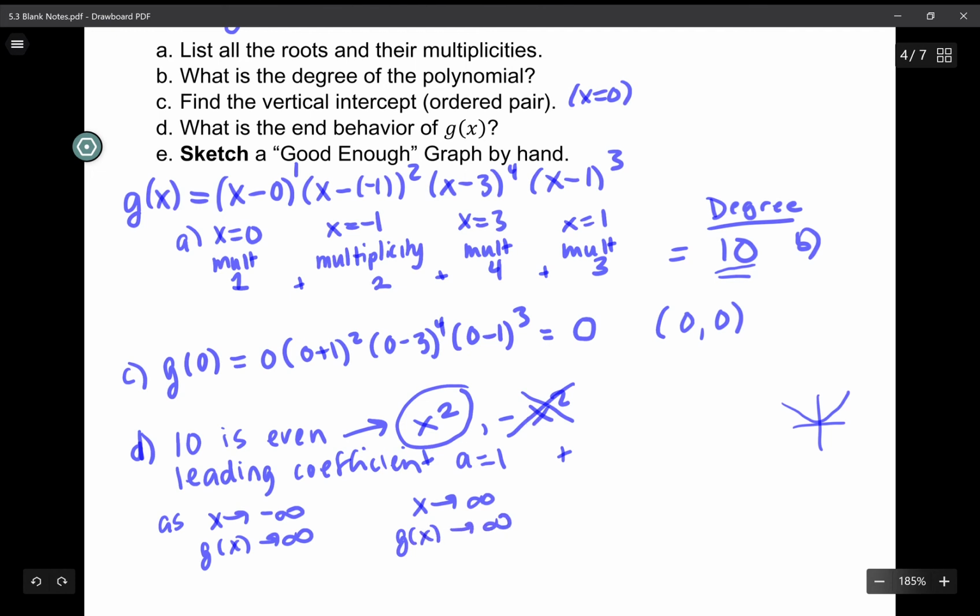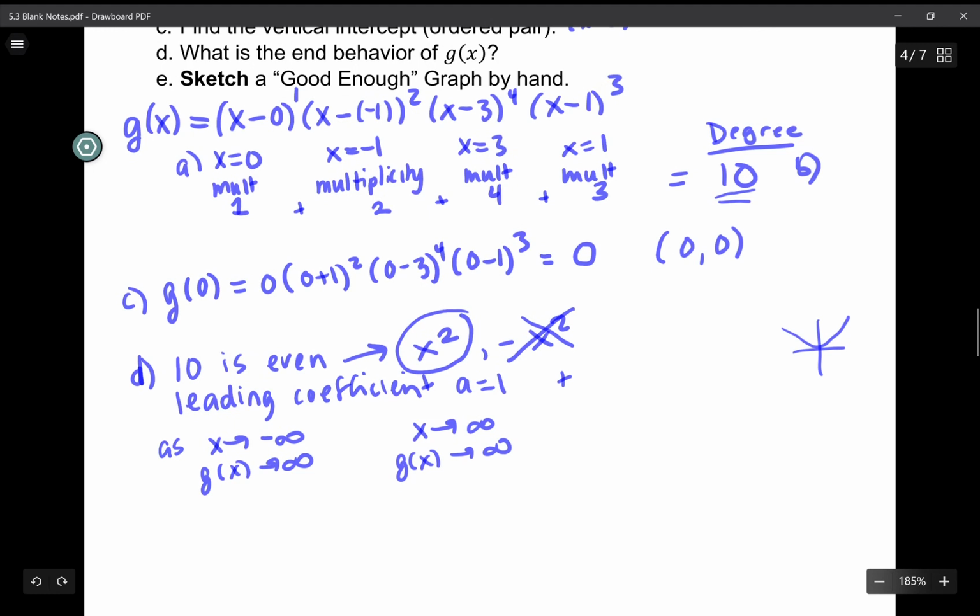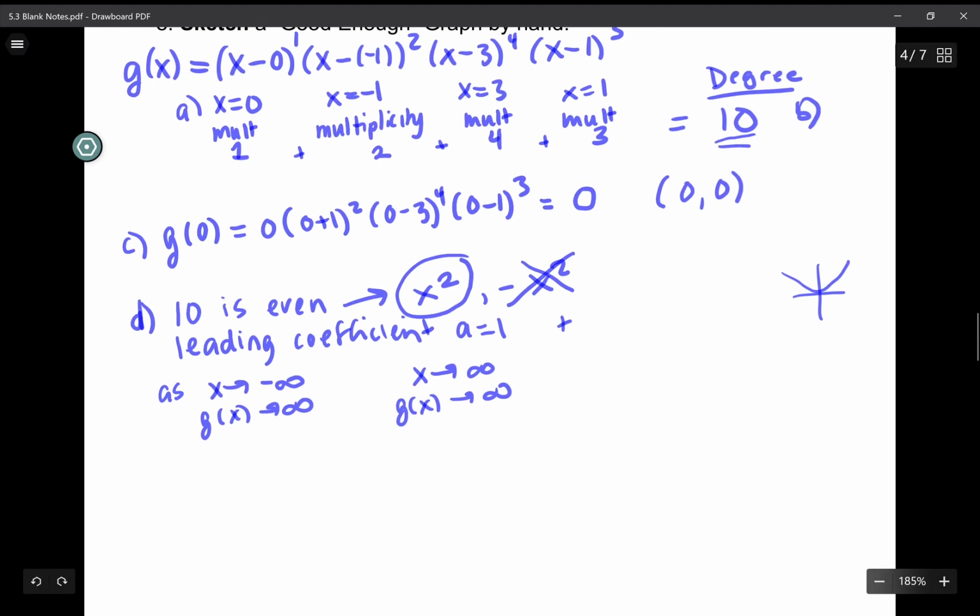And now our final step is to sketch a good enough graph by hand. So really, this is a sketch. This is not drawing a careful graph. This is a sketch. And the way I'm going to do this is I'm going to start by looking at all my different zeros. Well, I have x equals 0 as x intercept, horizontal intercept.